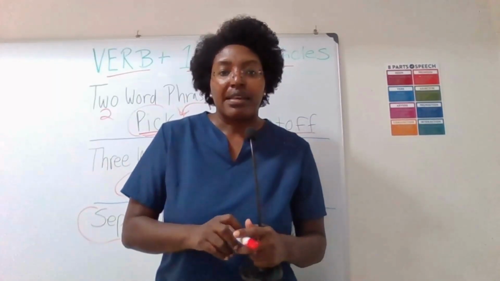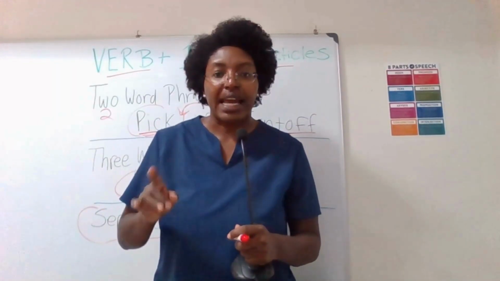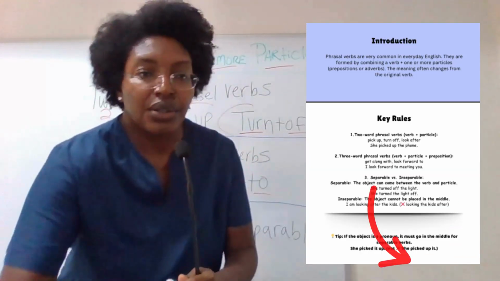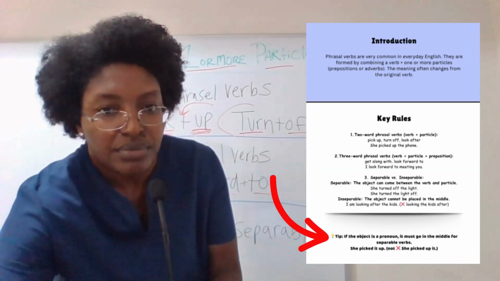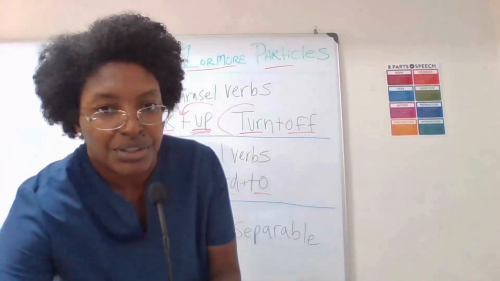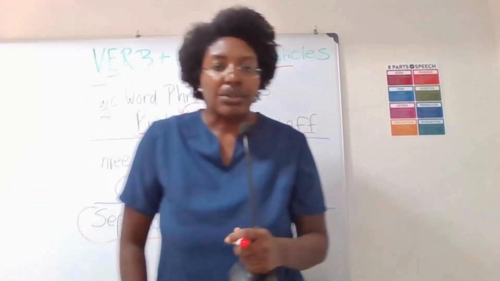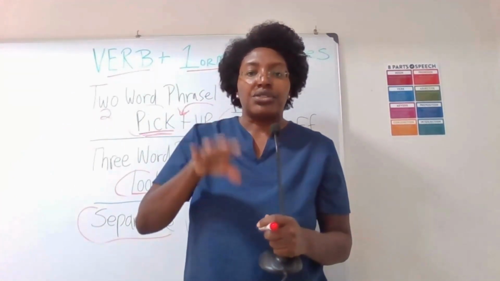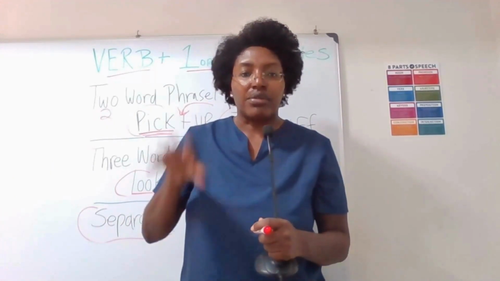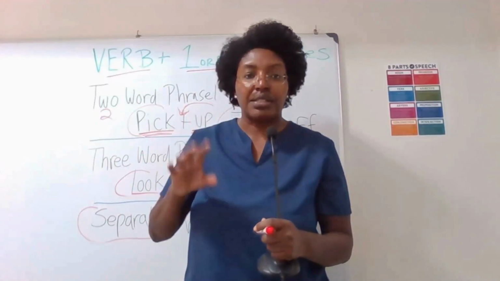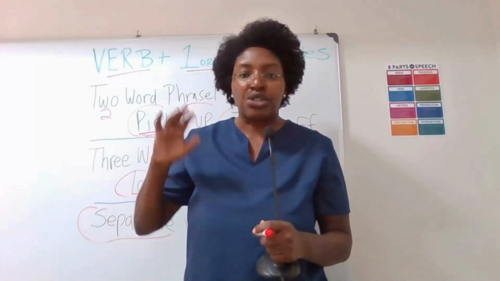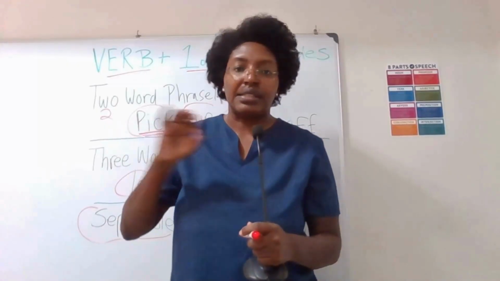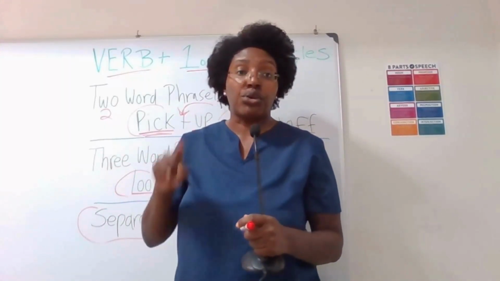If you look at the workbook, we have a little tip. So I'm just going to scroll down because I have the workbook here on my screen. And again, you can download it. If the object is a pronoun, it must go in the middle for separable verbs. And I gave you that example. She picked it up, not she picked up it. That is not correct. So you see that there in your workbook.